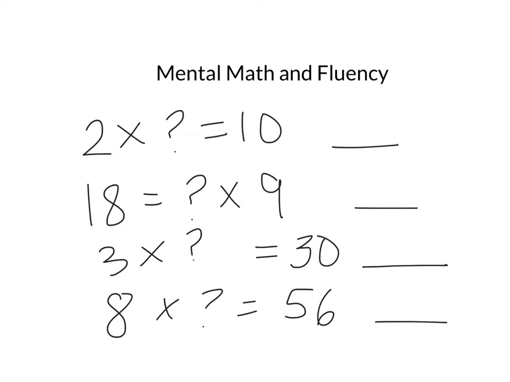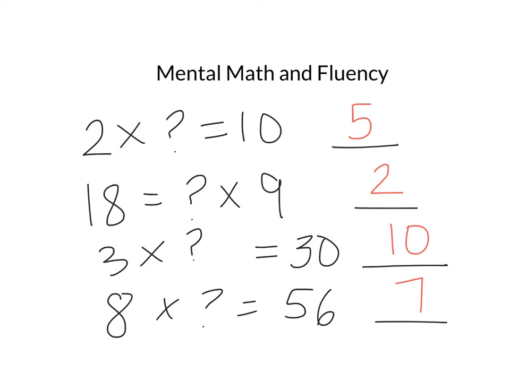All right, so for our first one, we have 2 times what equals 10. Hopefully you had 5. And then 18 equals what times 9? Correct answer would be 2. 3 times what number equals 30? Correct answer, 10. And then 8 times what equals 56? Hopefully you remember that one. It is 7. So today we're going to be talking a little bit about factors.